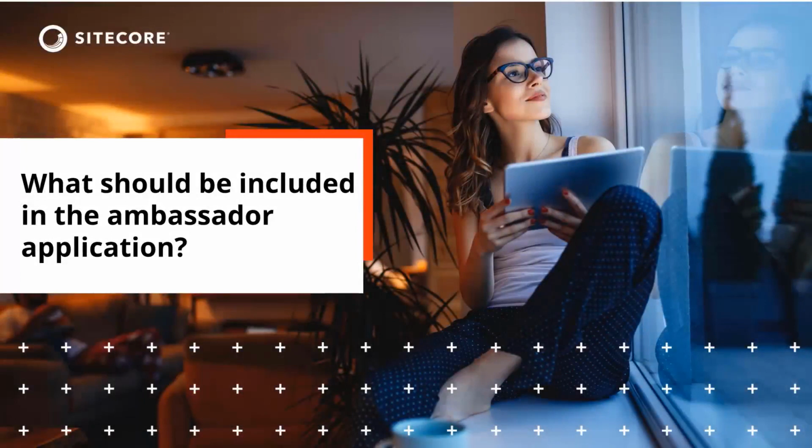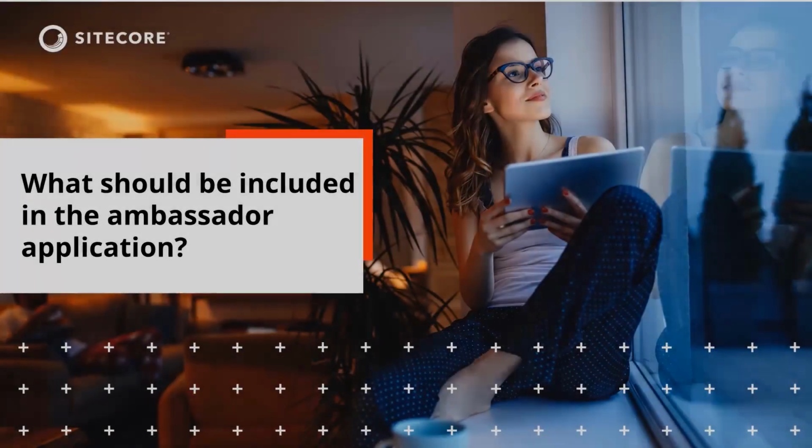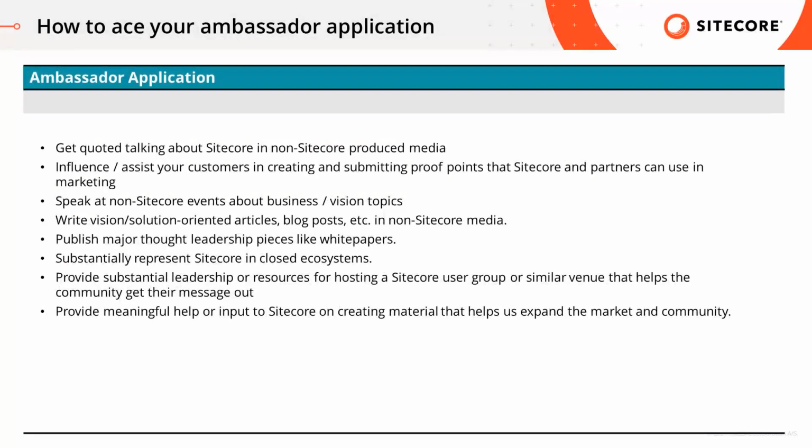So, what should you include on your Ambassador application? This list is not by any means exhaustive, but it is some of the things that we frequently see on Ambassador applications that represent the value we're looking for in the role. Get quoted talking about Sitecore in non-Sitecore produced media. Think about industry publications, for instance. Influence or assist your customers in creating and submitting proof points that Sitecore and partners can use in marketing.